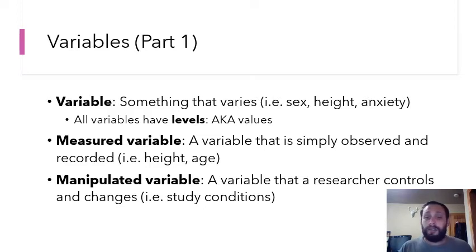So all of these variables have something called levels, otherwise known as a value. You can either be male or female or another gender of some sort. You can be transgender.